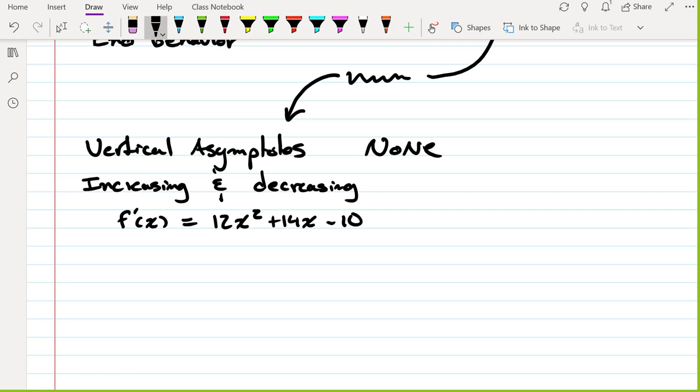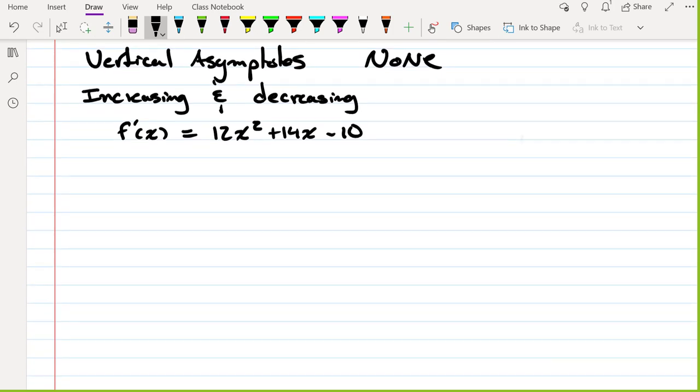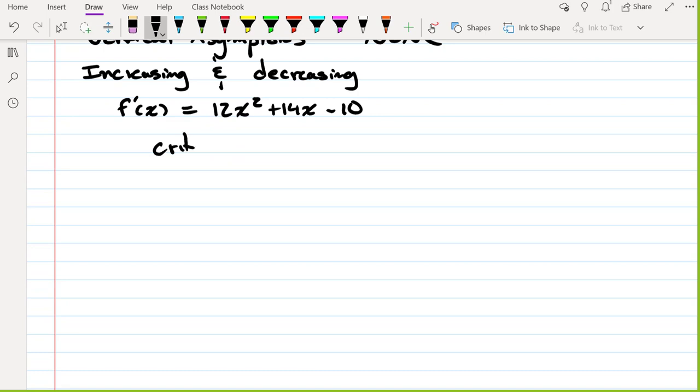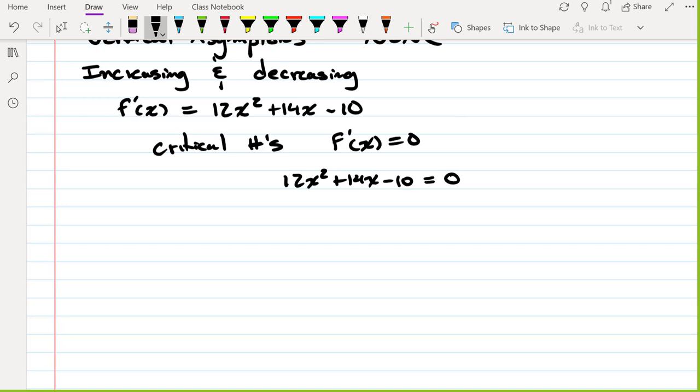So now we need to find our critical numbers. So our critical numbers are found by setting the derivative equal to 0. So that gives us 12x squared plus 14x take away 10 is equal to 0. And now let's go ahead and try to factor this. So the first thing we notice is we have a GCF of 2, and that gives us 6x squared plus 7x take away 5 is equal to 0.